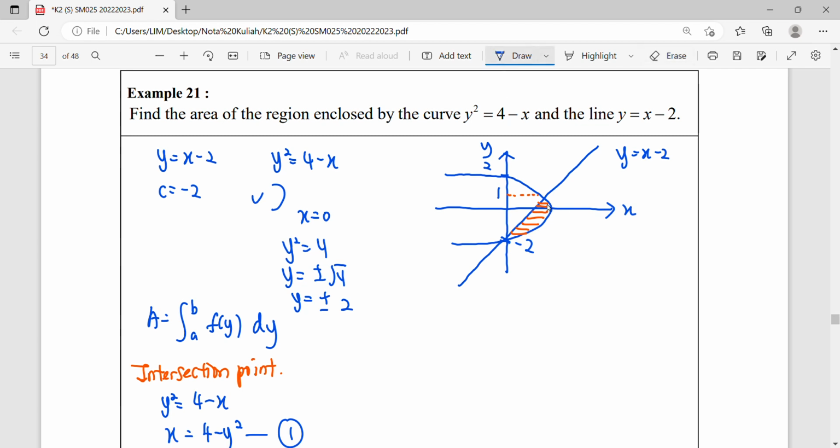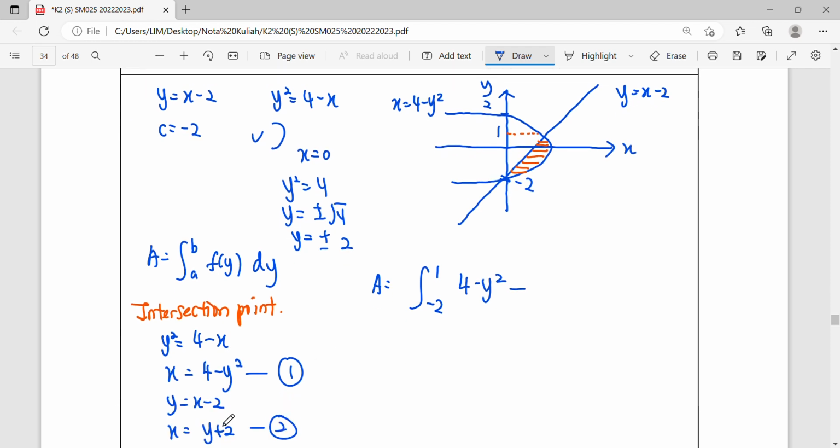Therefore, our area will start by integrating from the lower limit, negative 2, up to 1. The function at the right, which is x equals 4 minus y squared, minus the function at the left hand side here. The right one minus the left one. So the left one in terms of y, our linear in terms of y, will be y plus 2, dy.